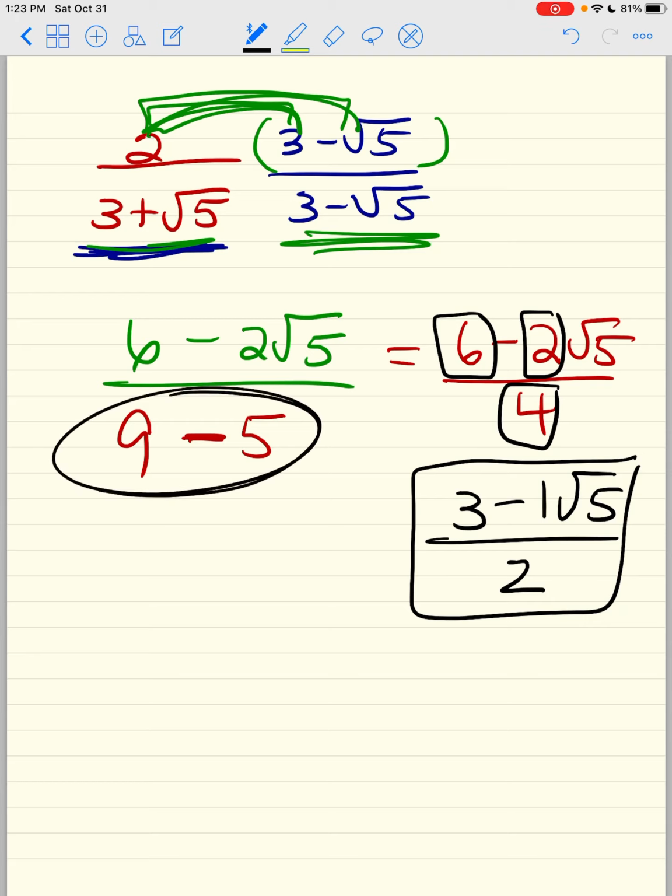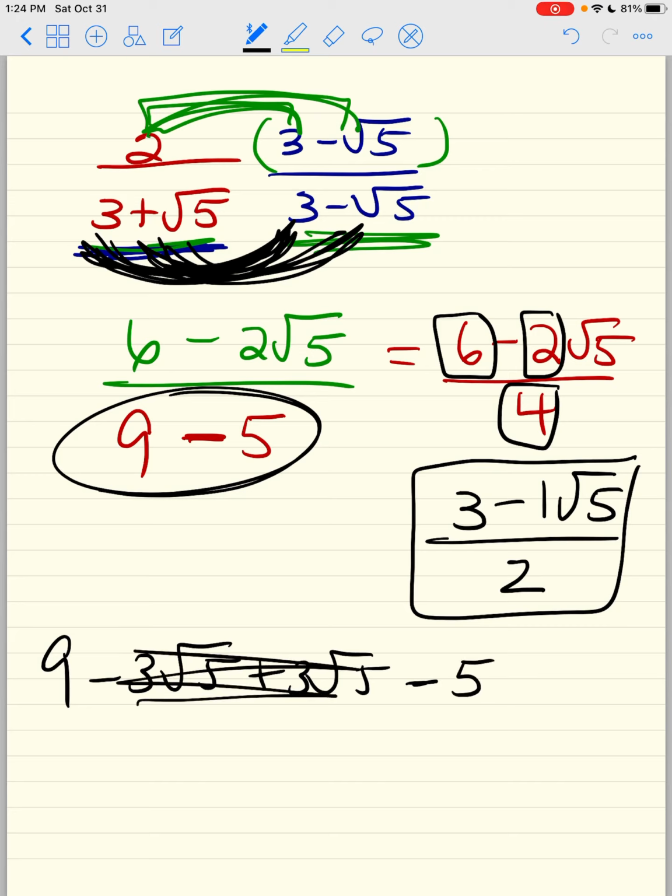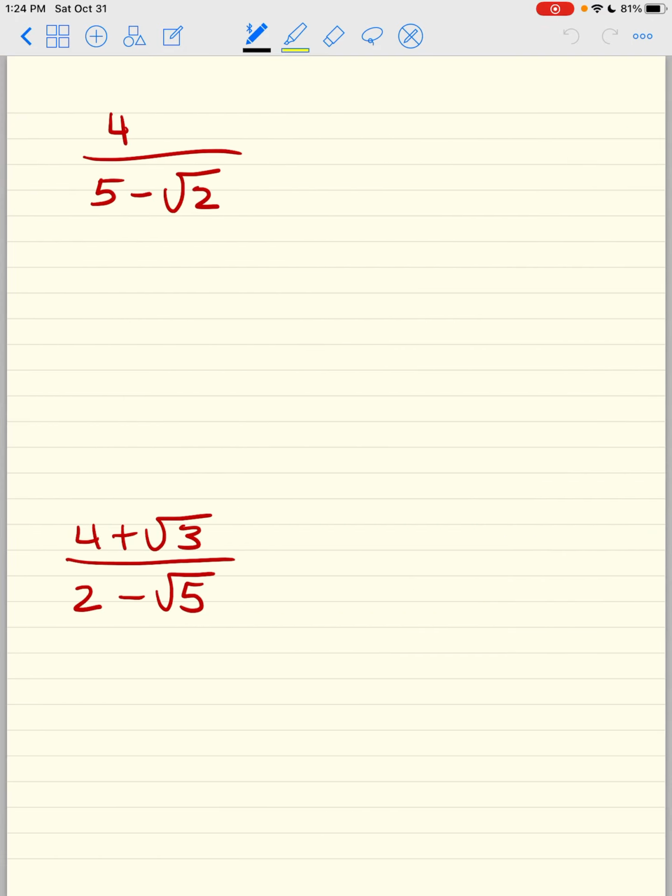Now, if people are still confused about this, you can watch the last video, or I'll just show you really fast. 3 times 3, 9. 3 times negative radical 5, negative 3 radical 5. Positive 3 times radical 5. And then positive times a negative is a negative. Radical 5 times radical 5 is radical 25, which is a 5. These cancel out, and that's why I got this. Okay, but watch the previous video and you'll understand it quicker. So this is how we do that.